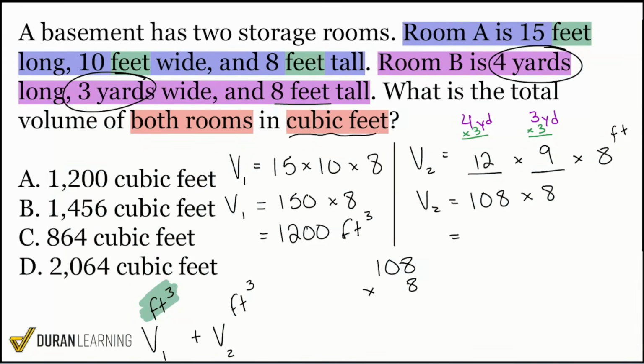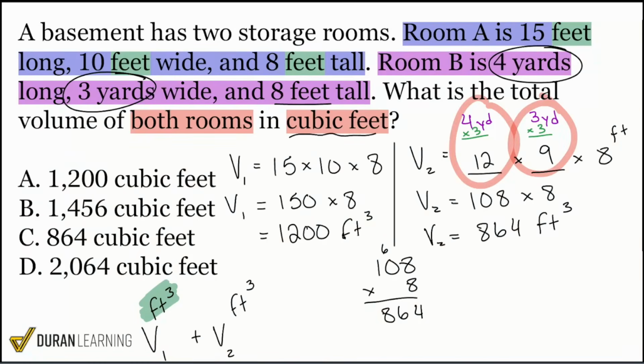When we perform the multiplication here, we end up getting 8 times 8 is 64. 0 times 8 is 0. Carry the 6, gives us 6. And then we have 1 times 8, and that will give us 8. So 864 cubic feet is what we have for the second volume. And again, that required unit conversions first.